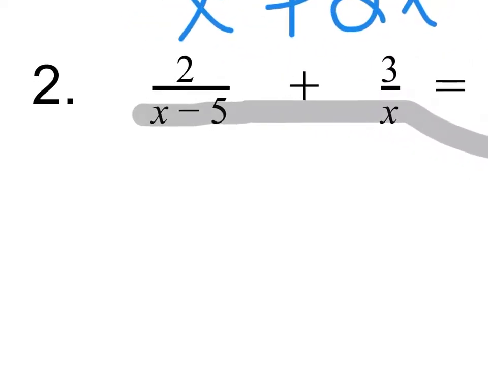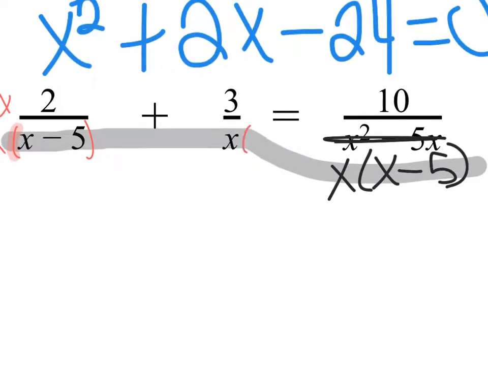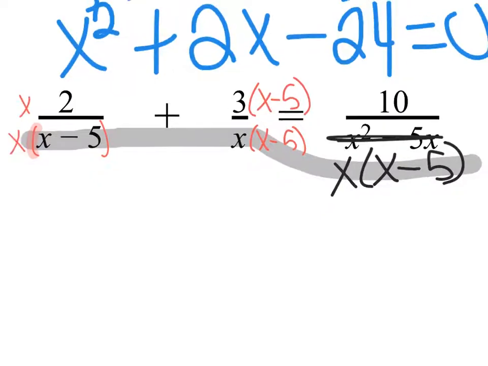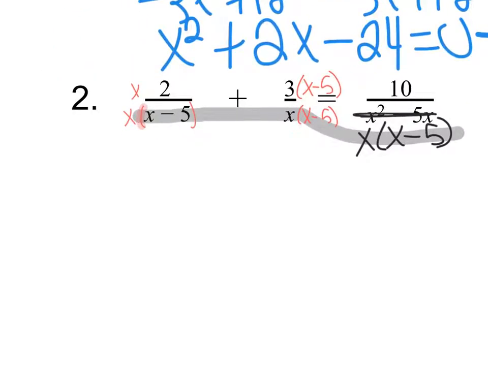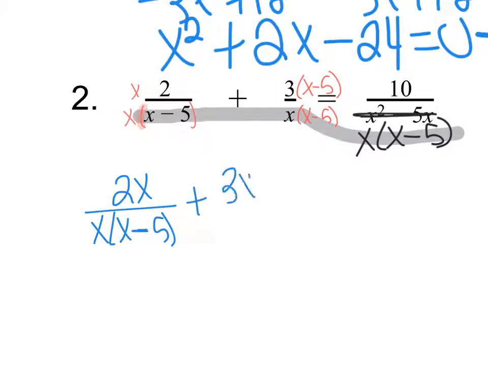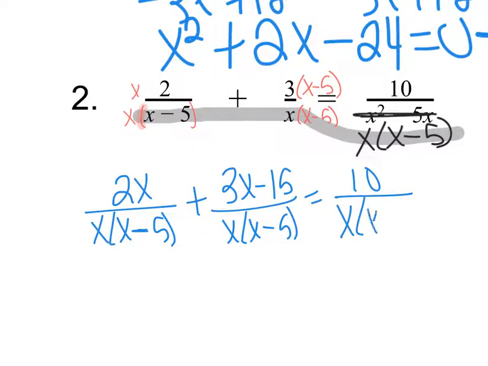So I know I need to have an x and an x minus 5 in every one of them. So I need to multiply the top and the bottom here by x. This one I need to multiply the top and the bottom by x minus 5. And this one over here on the right is all good because it has an x and an x minus 5 already. So when I put things together, I have 2x over x times x minus 5 plus 3x minus 15 over x times x minus 5 equals 10 over x times x minus 5.